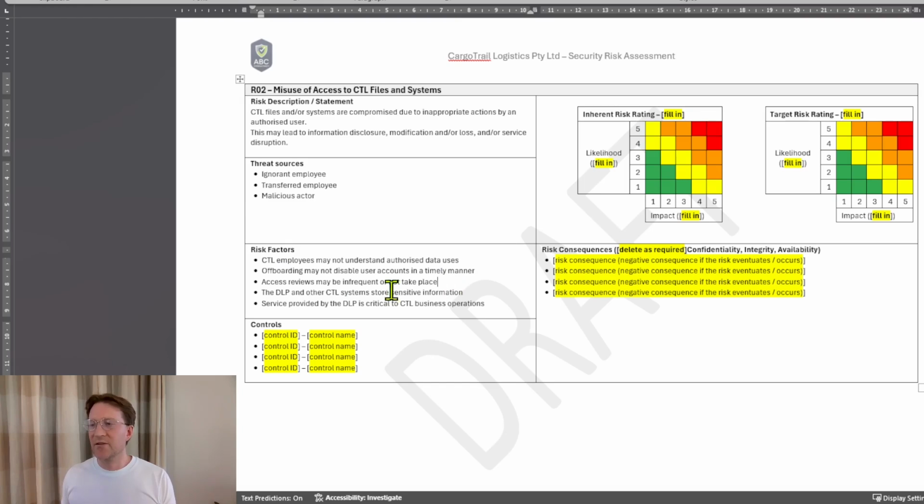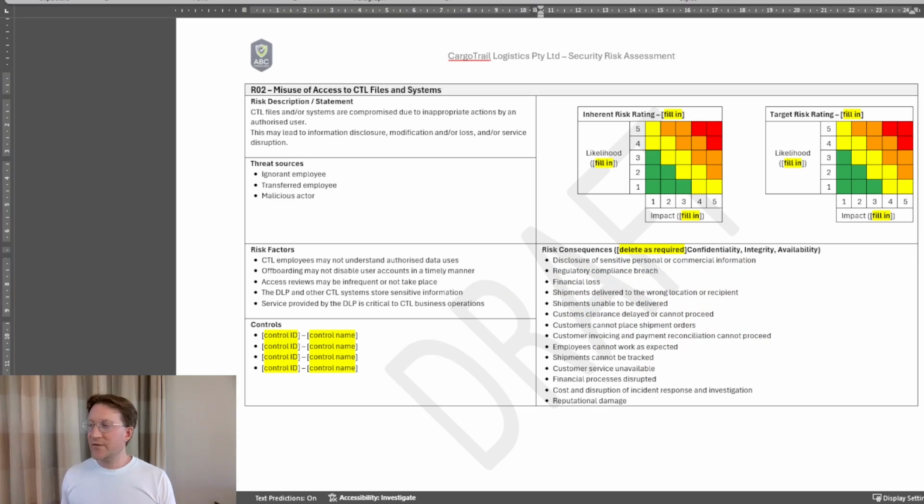Similar to the other risk about access control, we may have access reviews that don't take place. And we already know that the digital logistics platform and other CTL systems store sensitive information, and the DLP is critical to cargo trail logistics operations.